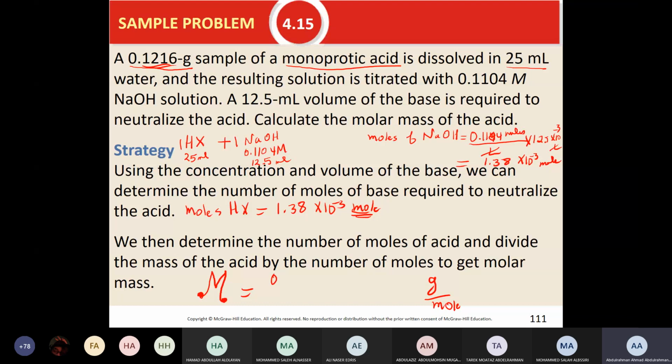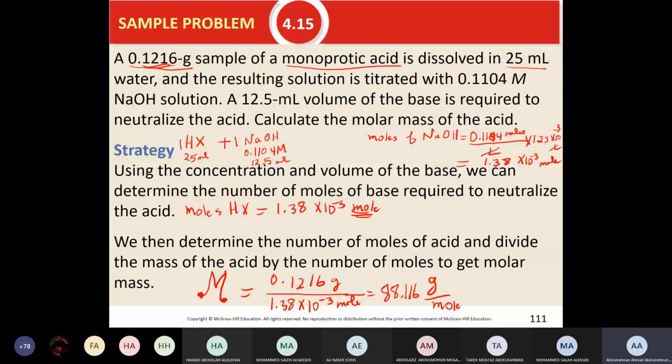Divide 0.1216 gram divided by 1.38 times 10 to the power minus 3 mole. Okay, and what's the answer? 88.115... 116. Okay, gram per mole.